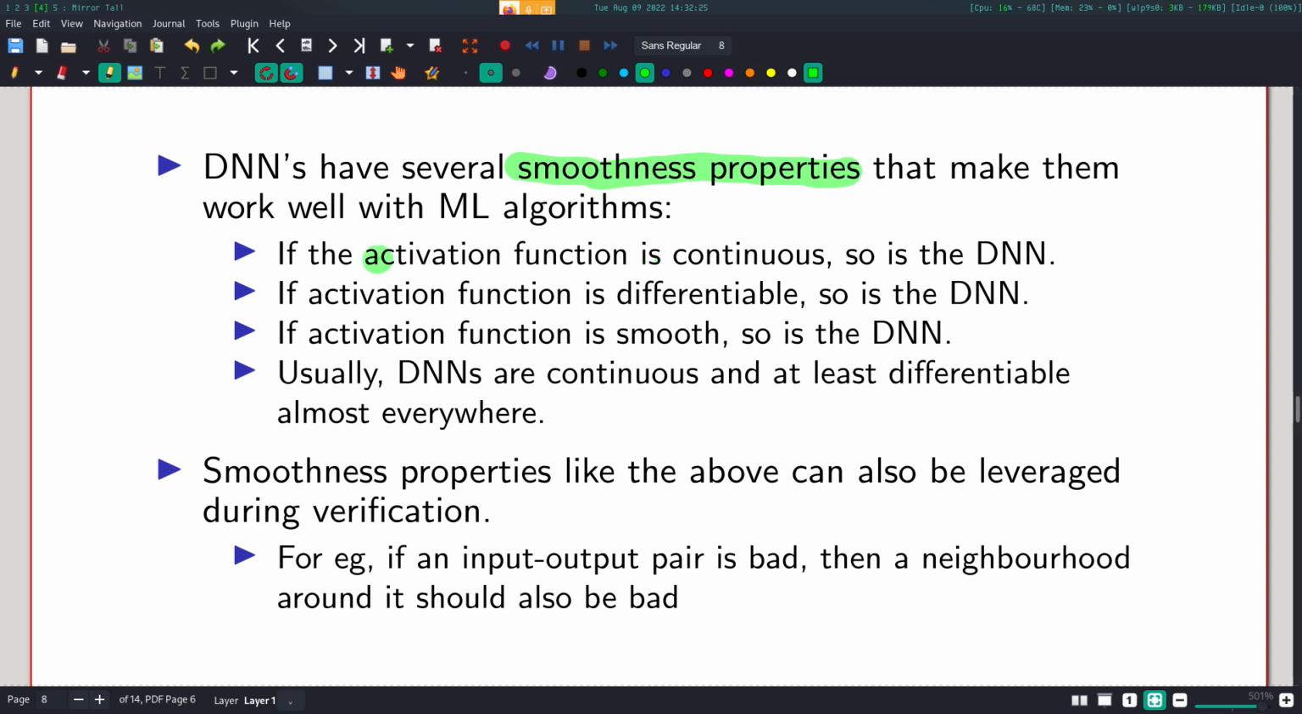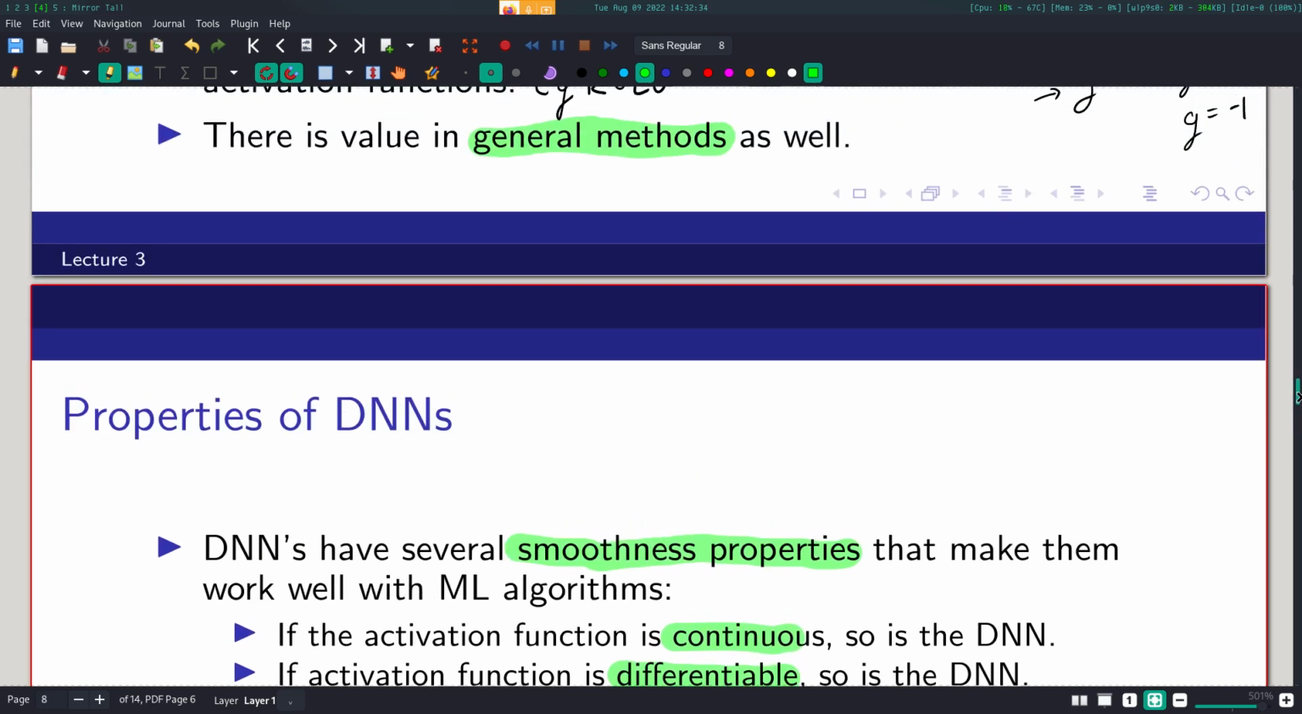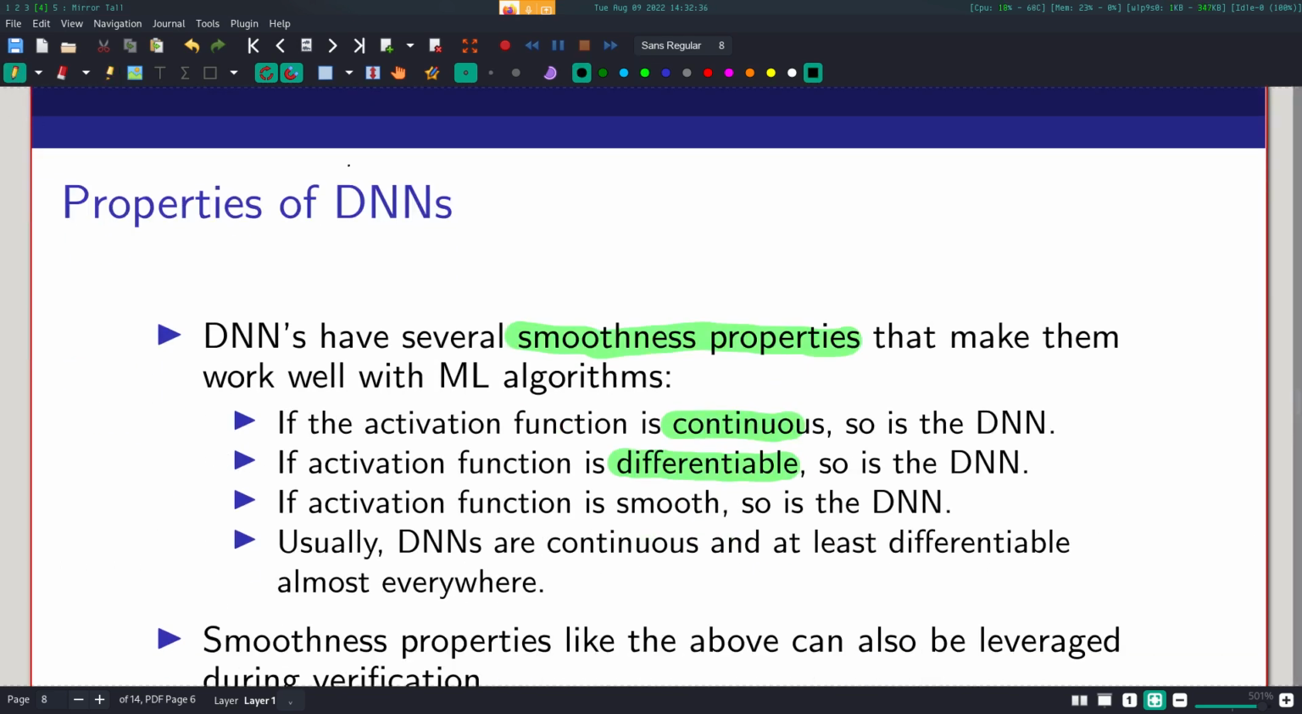Similarly, if the activation function is differentiable, then we know that the DNN is also going to be differentiable. Because remember, if you don't have the activation function, your DNN basically just looks like this, right? You have your X, you do some affine transform, right? And affine transforms are all sorts of niceness. They're continuous, they're differentiable, they're smooth. So you don't have any issue here.